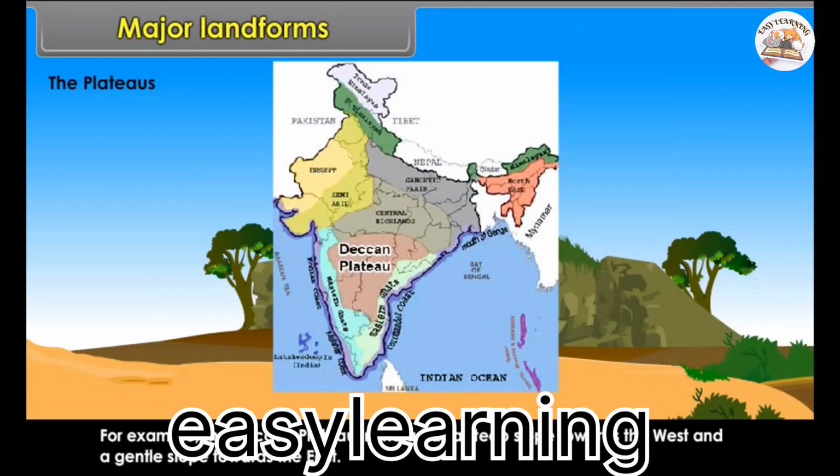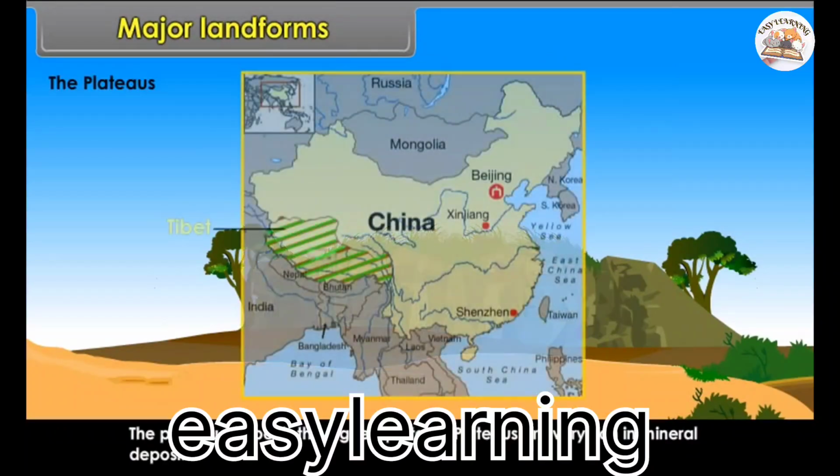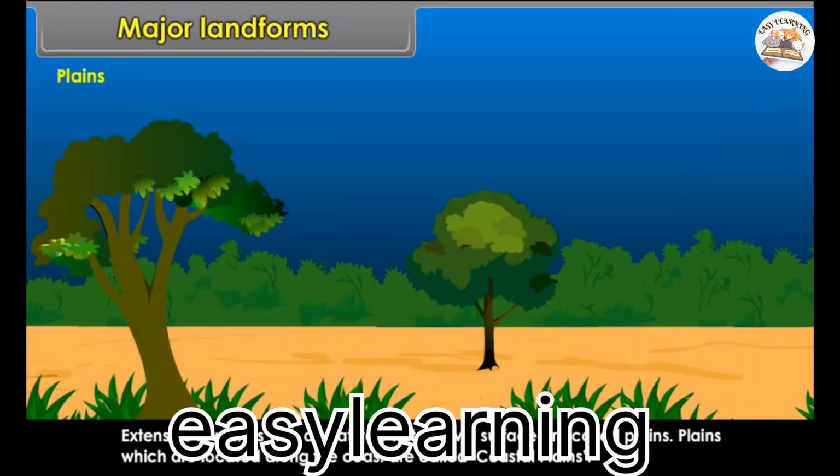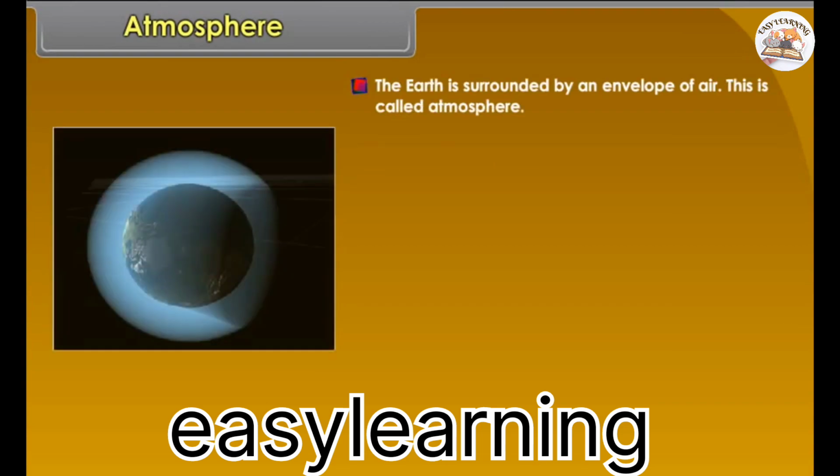The plateaus. An extensive area of high elevation rising steeply from the surrounding lowland is a plateau. Some plateaus have steep slope on one side only and gentler slopes on other sides. For example, the Deccan Plateau in India has a steep slope towards the west and a gentle slope towards the east. The Plateau of Tibet is the highest plateau. Plateaus are very rich in mineral deposits. Lava plateaus are rich farming areas as they are made up of fertile black soil.